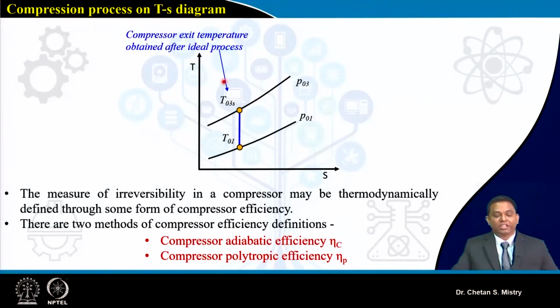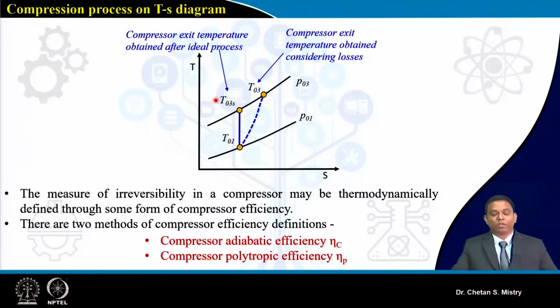So this is the temperature at the exit of my compressor if I assume this process to be ideal. Ideally we assume the compression process as an isentropic process, in which entropy remains constant. Now in actual conditions the scenario will be different. Let me show that process. Here, this represents my actual compression process, and if you look carefully, this temperature T03 is higher compared to the exit temperature if I consider my isentropic process.